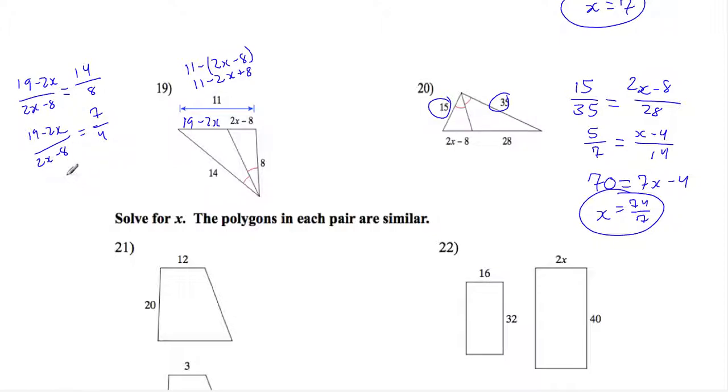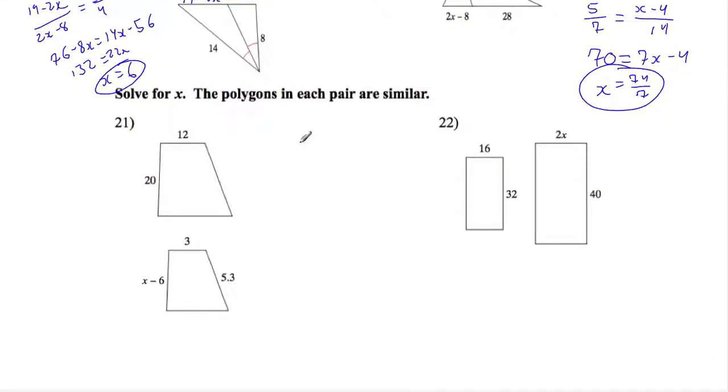Unfortunately, nothing I can do there. So 19 times 4 is going to be 76. So I get 76 minus 8x is equal to 14x minus 56. I can add 8x to both sides, so I get 22x. And if I add the 56 to both sides, 76 plus 56 is 132. And so 132 divided by 22 gives me that x is equal to 6.